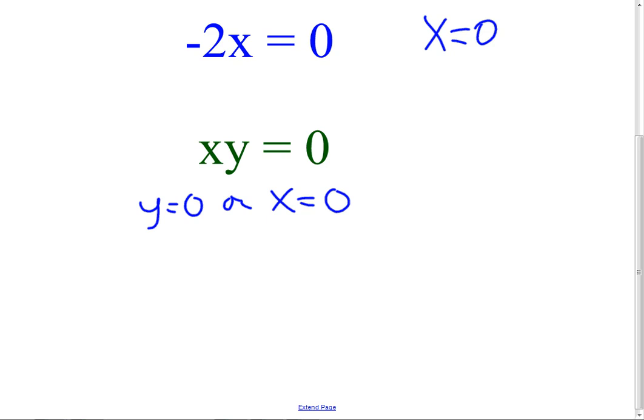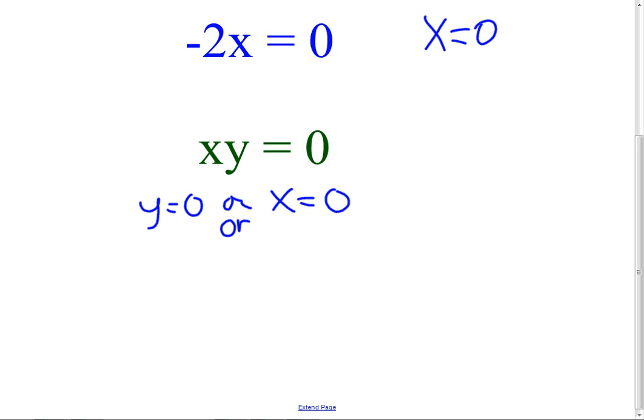So if you multiply any two numbers and you get 0, one of them has to be 0. The zero product property only works when it's equal to 0. It's an or. So what we're going to do is learn how to solve equations with zero product property. It's a very important property, and it's not hard.